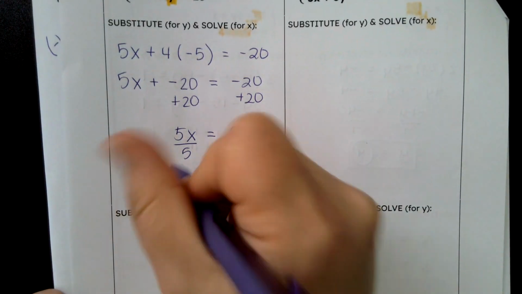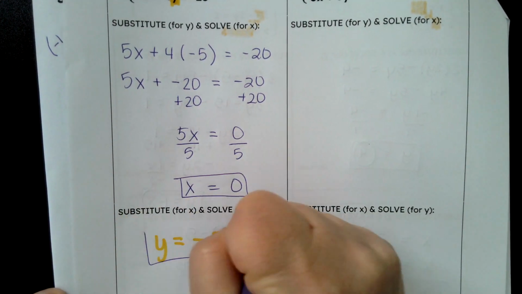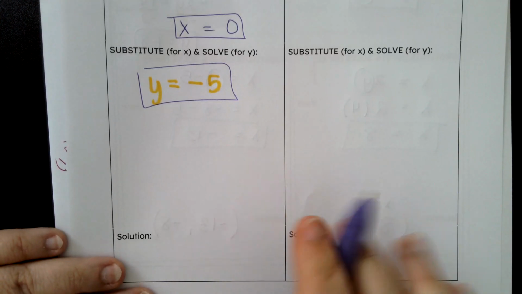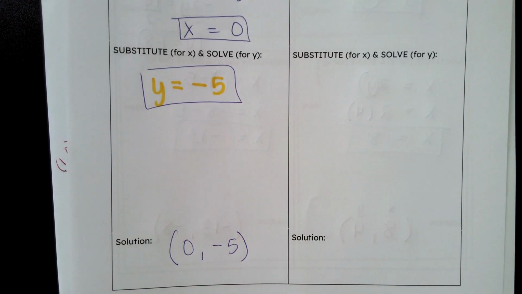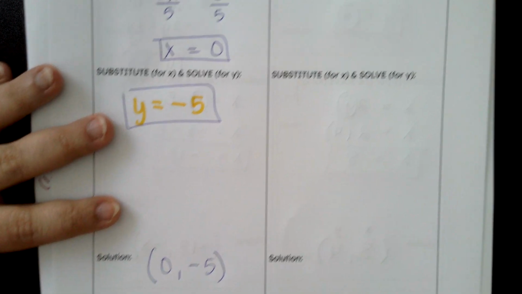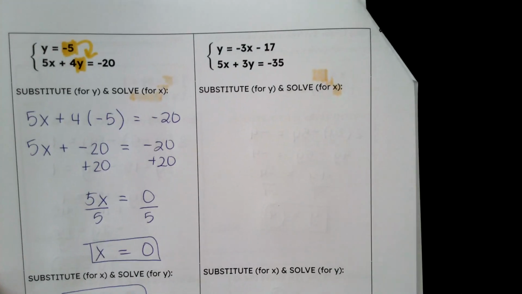All right, did you get 0? So now I have both of my values, so my solution would be 0, comma, -5. All right, last one that we're practicing together, and then you're going to do some on your own.